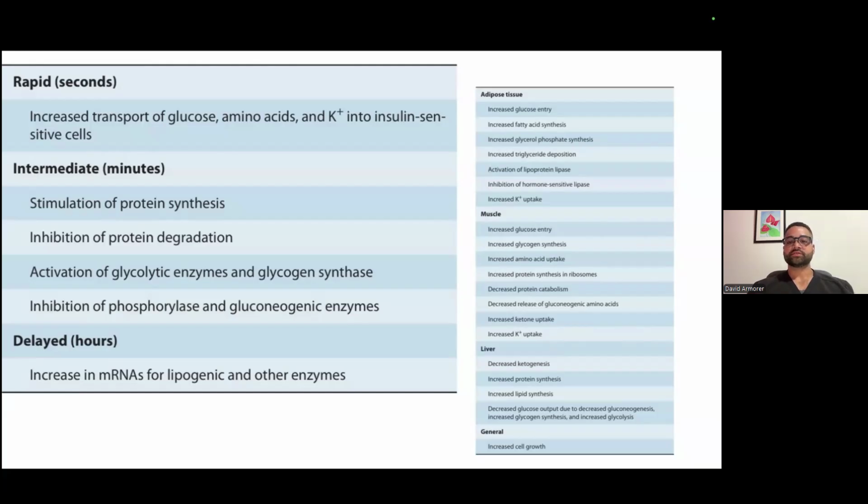So here are some tissue-specific activities of insulin. In the adipose tissue, it increases glucose entry, increases fatty acid synthesis, increases glycerol phosphate synthesis, increased triglyceride deposition, increased lipoprotein lipase, and inhibits hormone-sensitive lipase, and increased potassium uptake. So essentially, it packs away substrates within the storage centers of the body. In the muscle, basically the same thing, more or less, with glucose entry, glycogen synthesis, and increased amino acid uptake, increased protein synthesis, decreased catabolism, as well as increased ketone uptake and increased potassium uptake as well.